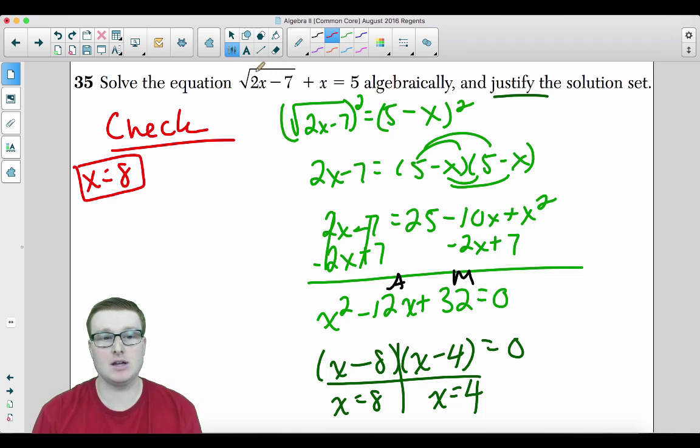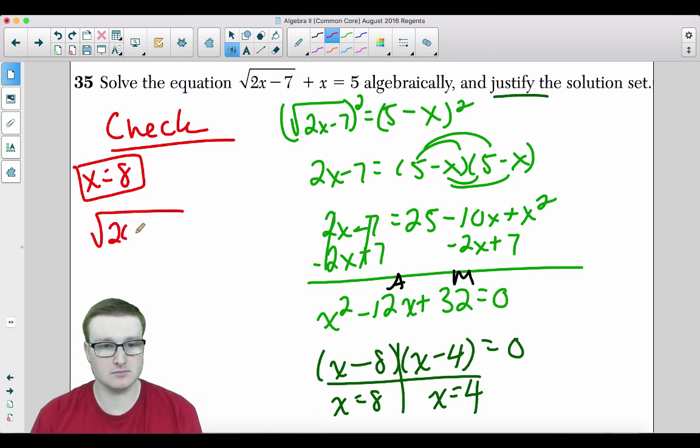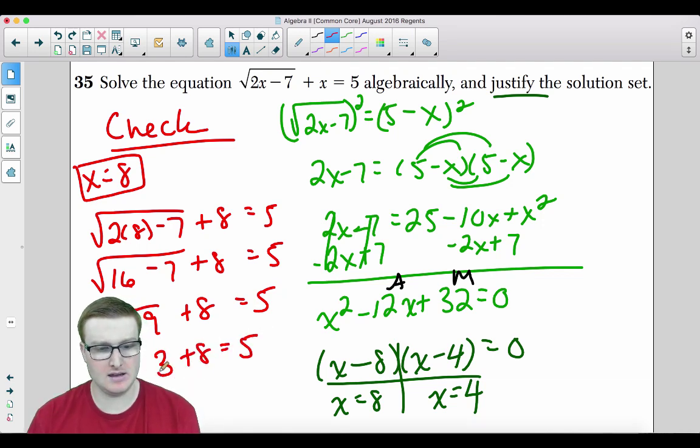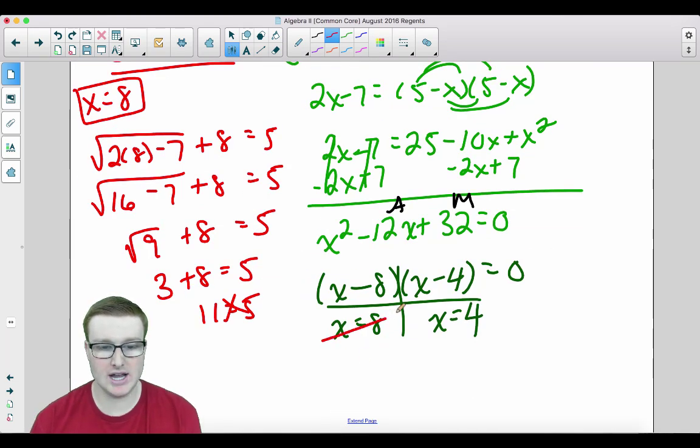So if I take 8 and plug it back into the original equation, we get the square root of 2 times 8 minus 7 plus 8. Does that equal 5? 8 times 2 is 16 minus 7 plus 8 equals 5, right? The square root of 16 minus 7, that's the square root of 9, plus 8 equals 5. The square root of 9 is 3, plus 8 equals 5. 8, 9, 10, 11. Does 11 equal 5? It does not. So that 8 rejects.